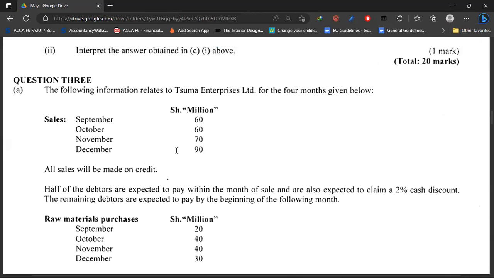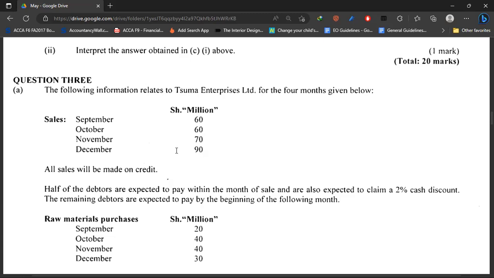The following information relates to Suma Enterprises Limited for the 4 months given below. Under sales, we have the months of September, October, November, and December at 60 million, 60 million, 70, and 90. All sales will be made on credit. Half of the debtors are expected to pay within a month of sale and are also expected to claim a 2% cash discount. The remaining debtors are expected to pay by the beginning of the following month.